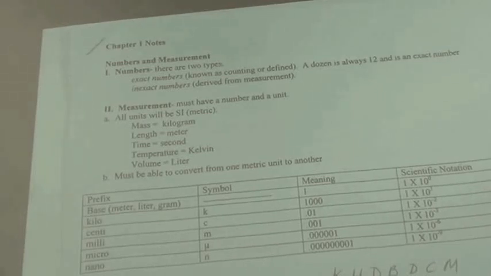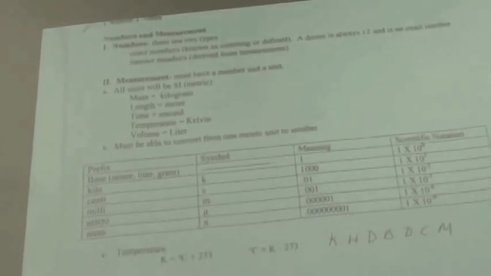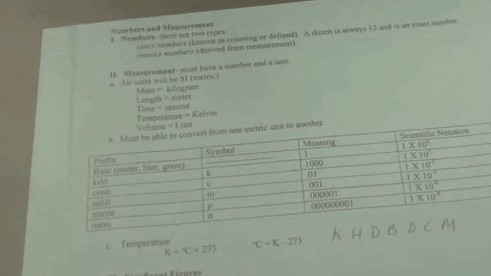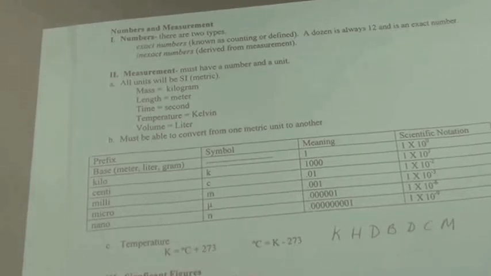Non-zero integers are always significant. Okay, here are some examples. These are all non-zero integers. All of them are significant. This number has 3 because it has 3 non-zero integers. This number, 1.9432, has 5 significant figures.